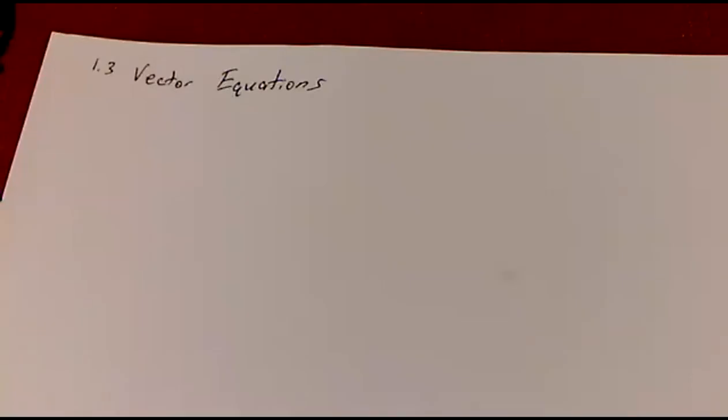Okay, so in the end of section 2, we talked a little bit about the parametric representation, and I referred to that as a vector. So in 1.3, we're going to talk in more detail about vectors. Okay, so simply a vector is a matrix with one column.